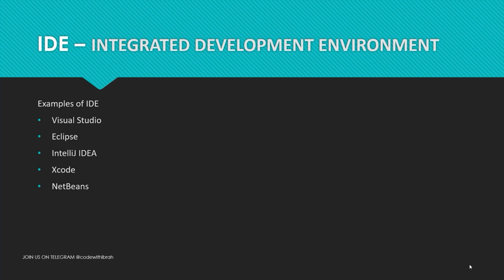You cannot use Microsoft Word for writing codes. Why? Because Microsoft Word is not an IDE. So for IDE, they give us the environment. They give us the flexibility of writing our code. And we have so many IDEs around, but these are some of the examples. We have Visual Studio, we have Eclipse, we have IntelliJ IDEA, and others.